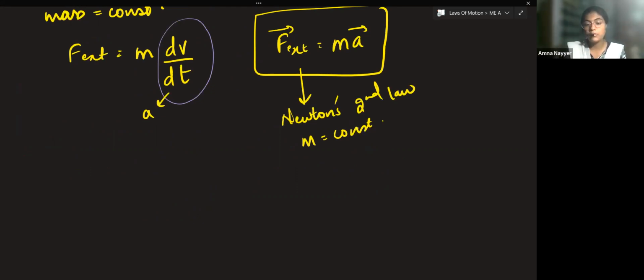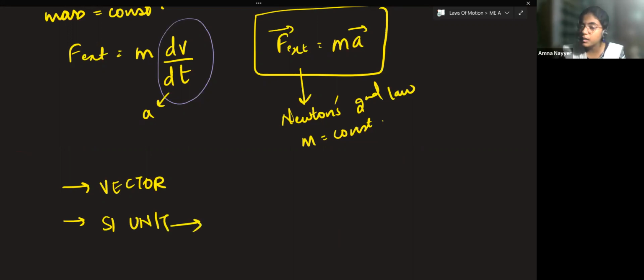And force is what? Force, it's a vector quantity. It's a very important quantity that is present because it is existing everywhere. SI unit is based on the name of the scientist who discovered it. That is Newton. Newton, it's the SI unit.